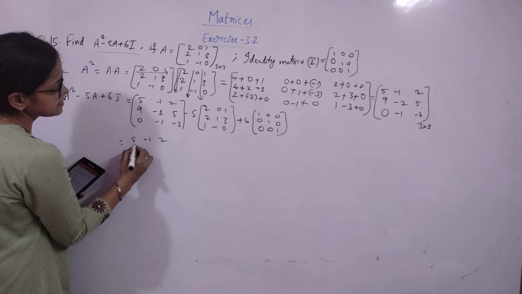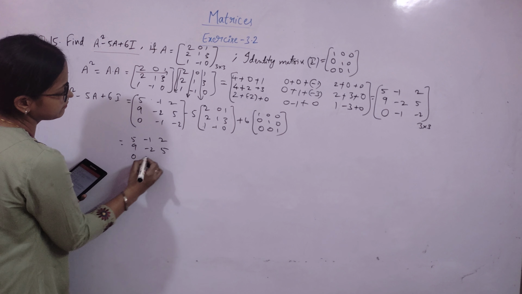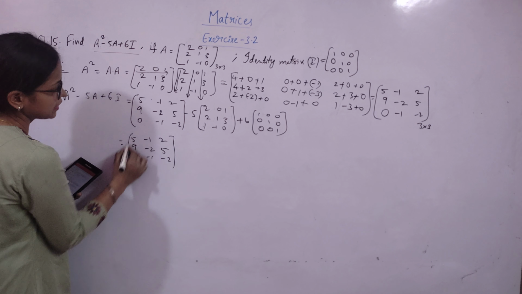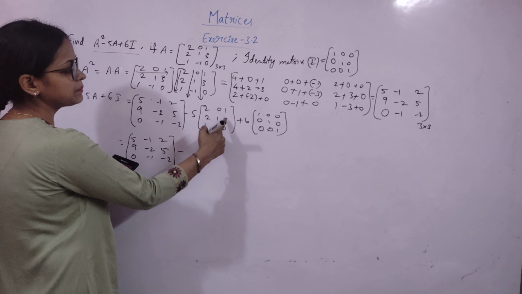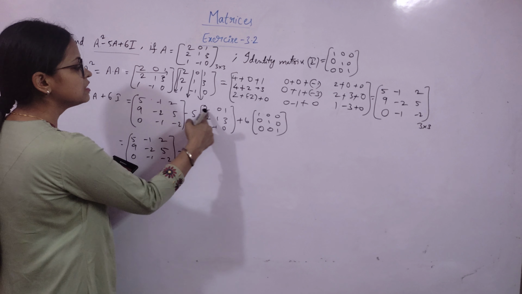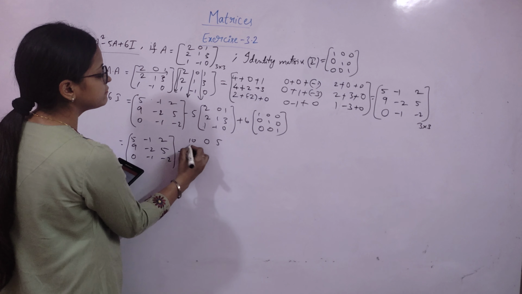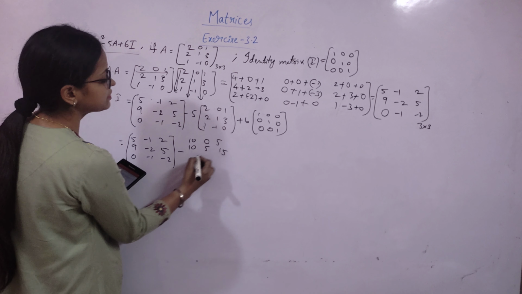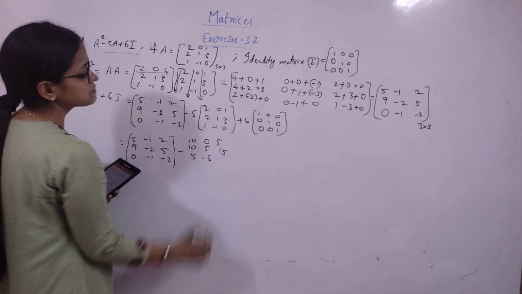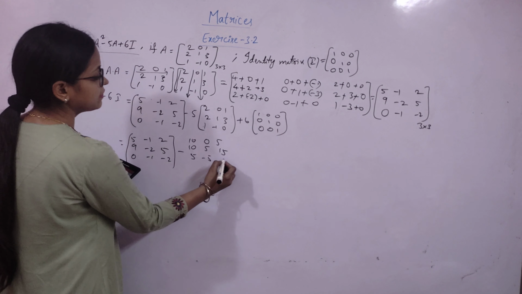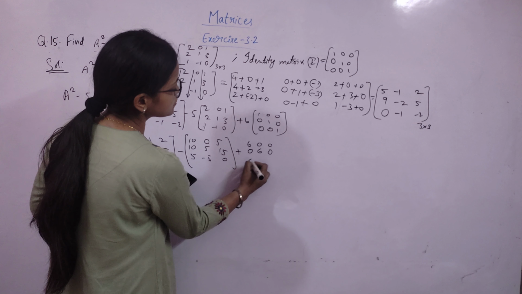So write as it is, and here 5 is a scalar. Multiply all the elements in this matrix. 5 twos are 10, 0, 5; 5 twos are 10, 5 ones are 5, 5 threes are 15; 5 ones are 5, 5 times minus 1 is minus 5, 0. And then 6 multiplied with all the elements of the identity matrix becomes [6 0 0; 0 6 0; 0 0 6].